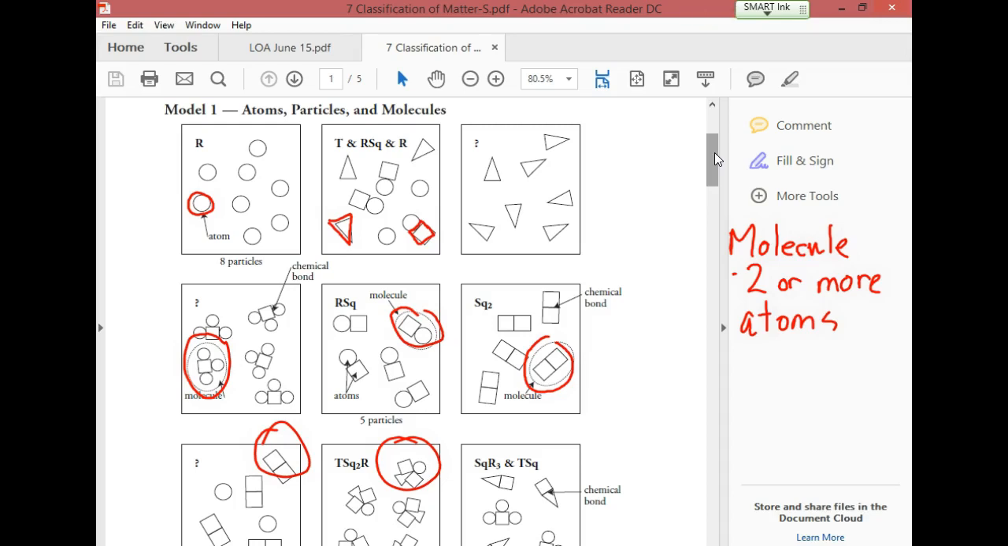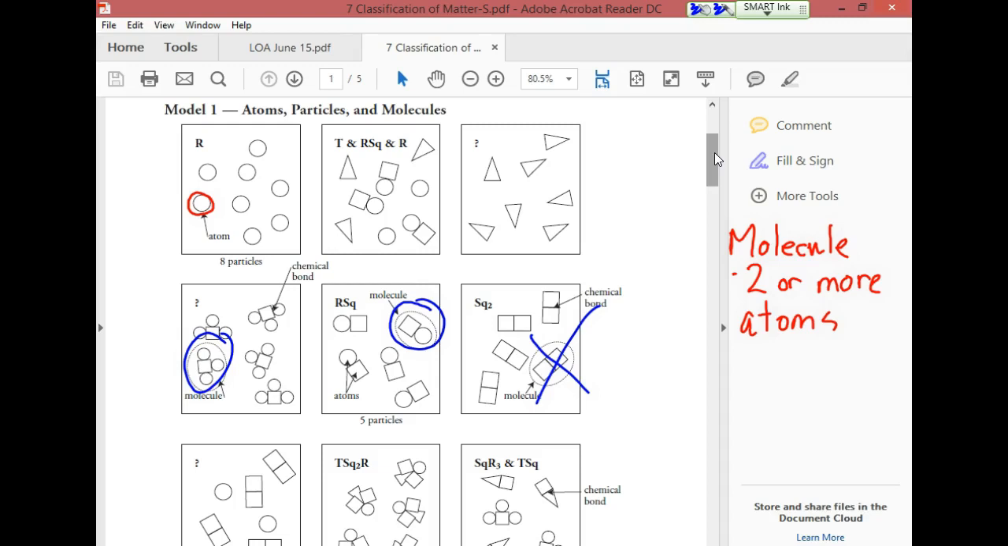And not all of them are compounds. If we go back to the original 3 things that were circled, only this one and this one are compounds. This is not a compound. All compounds are molecules, but not all molecules are compounds.